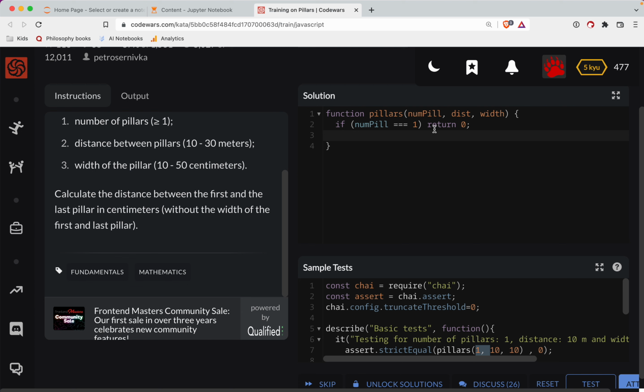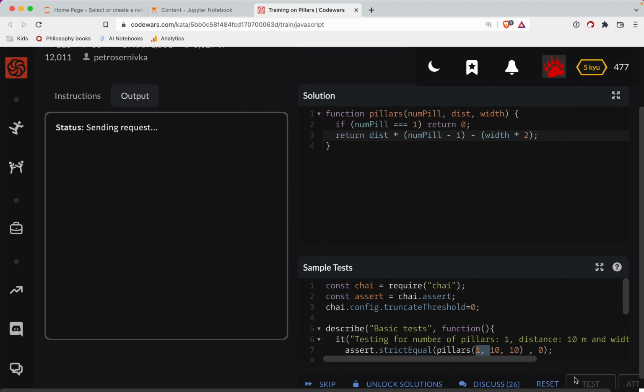So what we'll do is we're going to return. I'm going to try and do all the math in one line here. This is probably not going to look really pretty. So we're going to take distance, we're going to multiply it times numpil minus 1, okay? And then we need to subtract from that the first and last pillar. So the width of each pillar times 2, okay? So width times 2. All right, you can do that in parentheses if you want. Math will already, because you're multiplying there, it should already be the same, I guess.